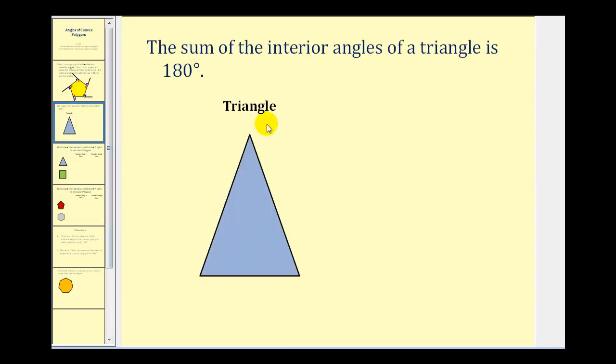Now before we talk about the sum of the interior and exterior angles, let's review the sum of the interior angles of a triangle. Remember, the sum of angle 1, angle 2, and angle 3 is always equal to 180 degrees. And just to demonstrate this, let's go ahead and take a look at a Wolfram demo.